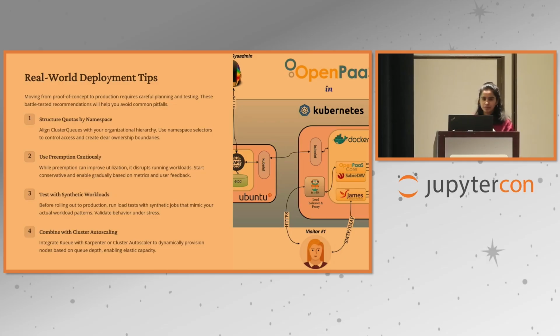Yeah, these are real-world deployment tips, how we can deploy it: structure code by namespace, use preemption cautiously, test with synthetic workloads, and combine with cluster autoscaling. So this is how we go from proof of concept to production, because it requires careful planning and testing. That's how we integrate Kueue on top of our Kubernetes. So these are battle-tested recommendations which will help make sure it's working perfectly without any pitfalls.